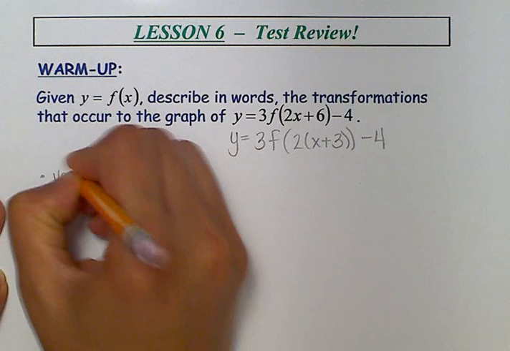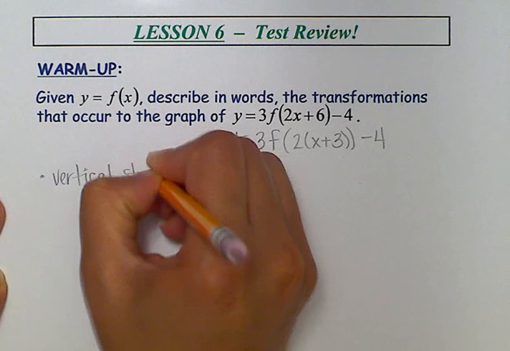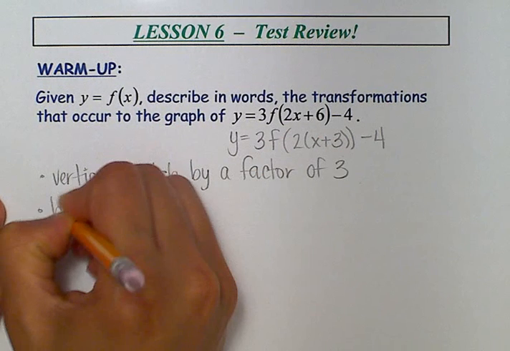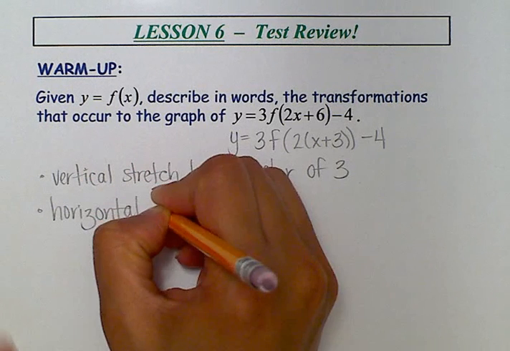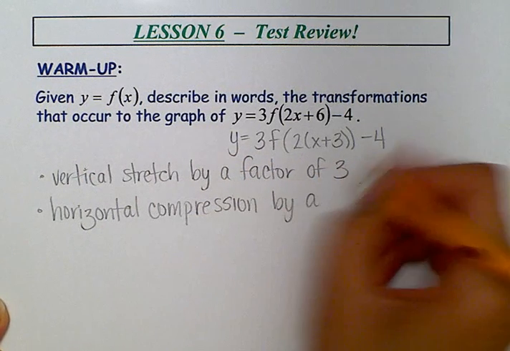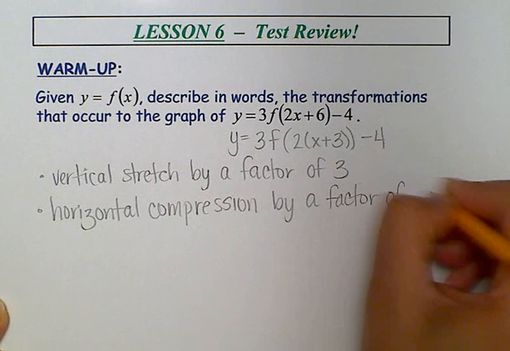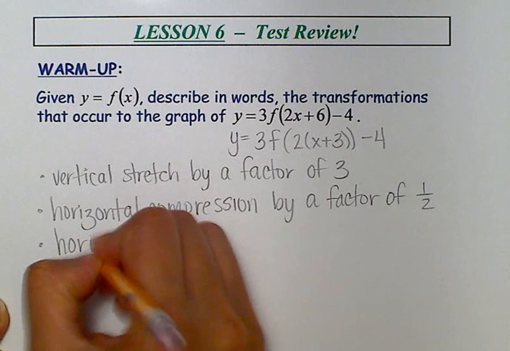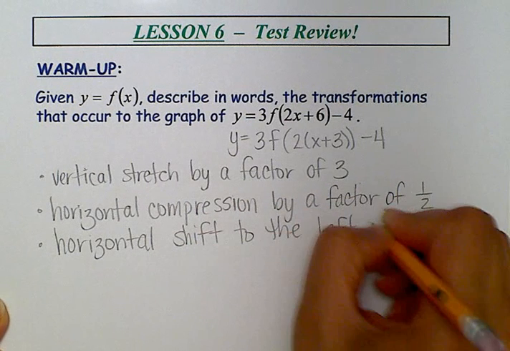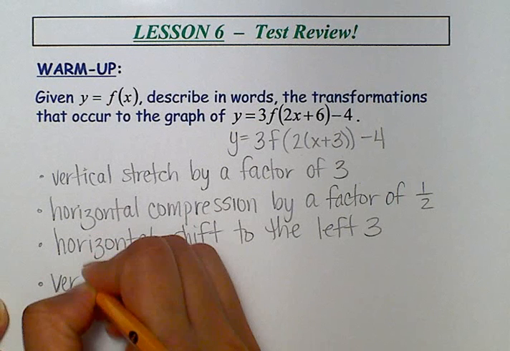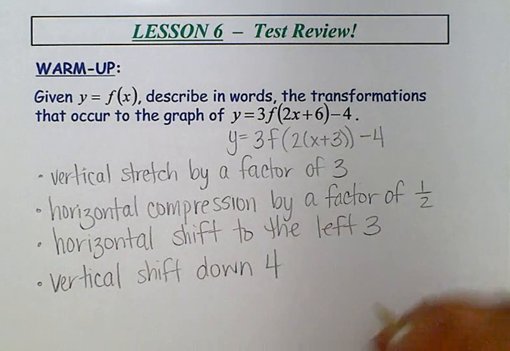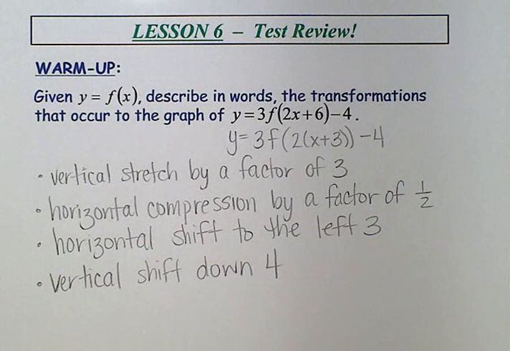So we have a vertical stretch by a factor of 3, a horizontal compression by a factor of a half, a horizontal shift to the left 3, and finally a vertical shift down 4 units. Okay, or down 4.